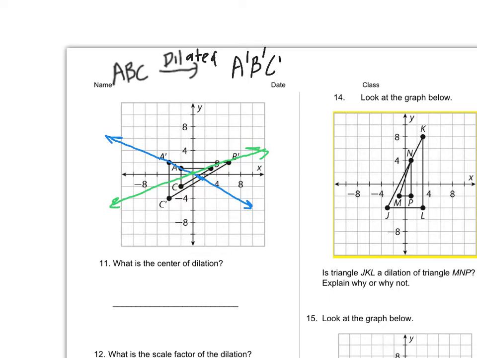And also C prime and C. Use a ruler to do this, and as you can see, the blue line, the green line, and the red line all are meeting at the same point, which is our center of dilation, and that point is 0, 0.